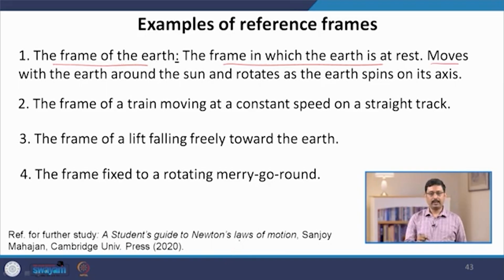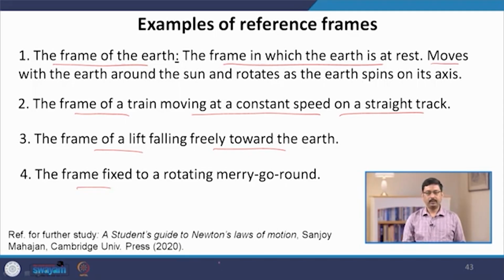So, that means if you attach such a coordinate system with the earth, then that is also moving with the earth around the sun and rotating with the earth. Such a frame is at rest with respect to the earth. So, this is the earth frame. Another common example is a frame of a train. Imagine you are an observer sitting in a train which is moving at a constant speed on a straight railway track. Another common example could be a frame of a lift which is falling freely toward the earth.